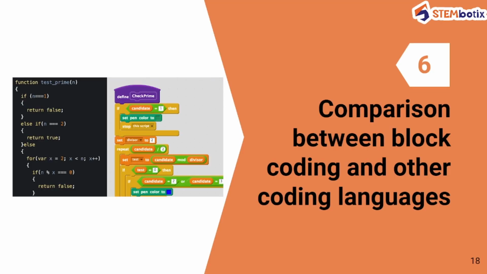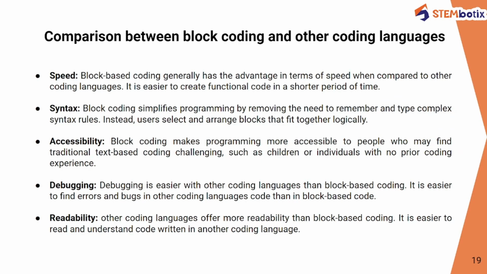So that was all about the installation process for mobile and desktop. Now let us see the comparison between block coding and other coding languages. As we know, programming is giving instructions to a computer to follow a specific task and solve any problem, right? There are numerous programming languages, and we can generally divide them into two parts. The first one is text-based coding and the other one is block coding. So, what is the comparison and what is the difference between them? We are going to discuss them now.